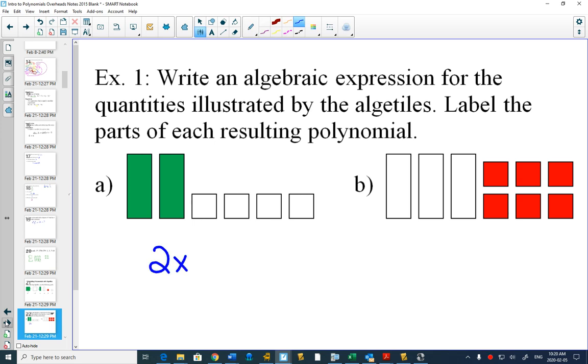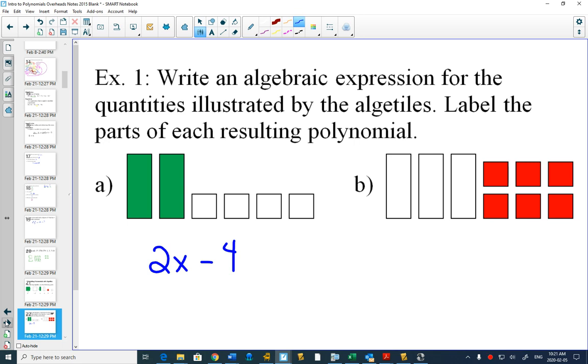And what do the little squares represent? Negative 1s. And how many negative 1s do you have? 4 of them. So we would say the expression for this is 2x minus 4.